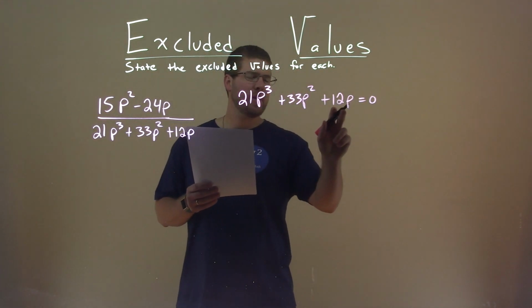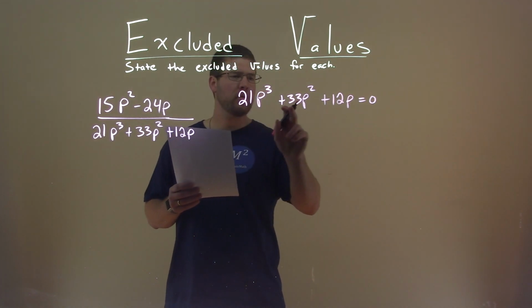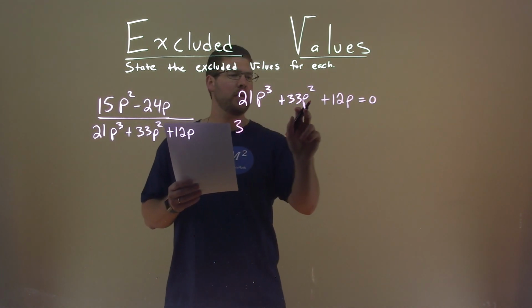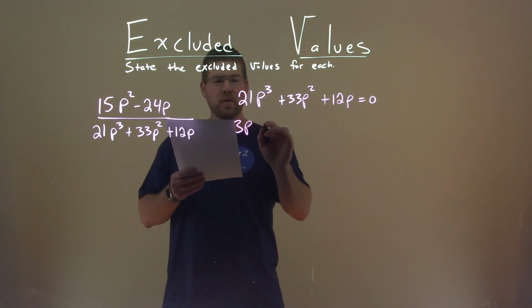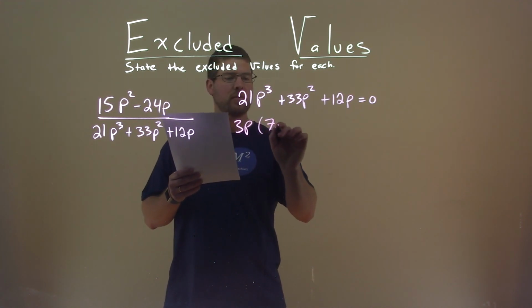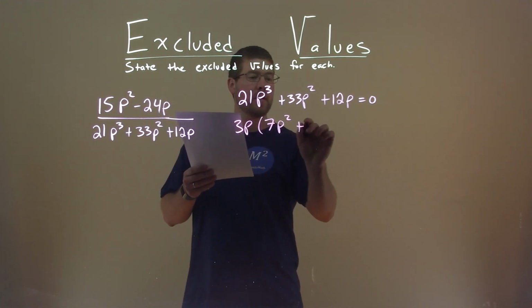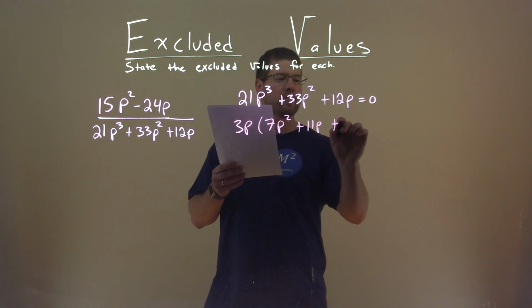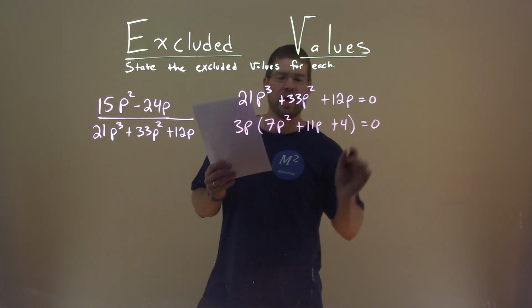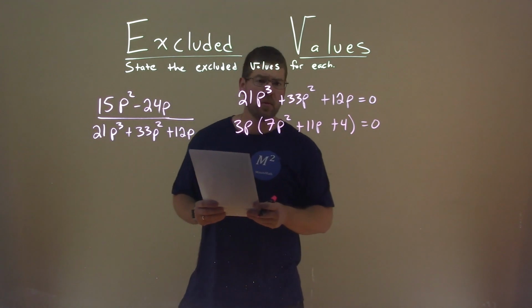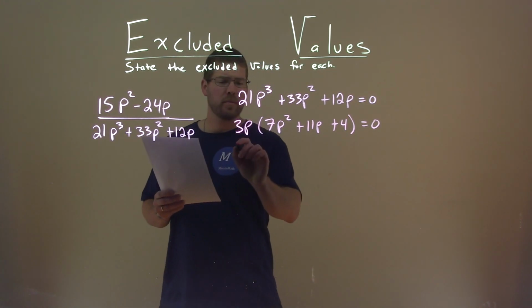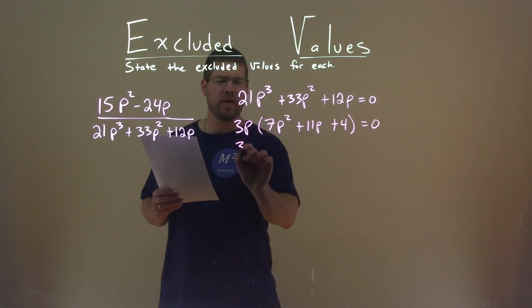Well, let's simplify this a little bit. Let's pull something out. A 3 goes into all parts, and there's a p in all parts as well. So if we pull out a 3p, we're left with a 7p squared plus 11p plus 4, and that's equal to 0. Okay? Well, this inside part now looks like it can factor fairly easily.